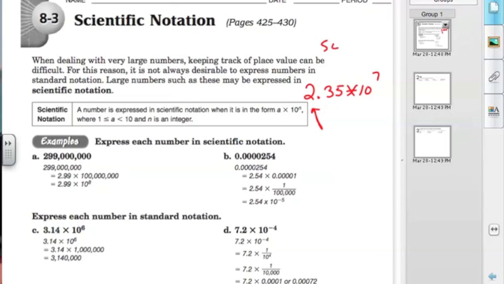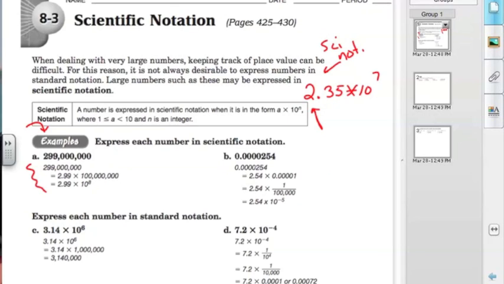That's scientific notation. All right? If you don't have at least one non-zero digit to the left of the decimal point, then it's not scientific notation. And they'll try to trick you on that with a standard test. All right, so in the examples here, they want to express each number in scientific notation.